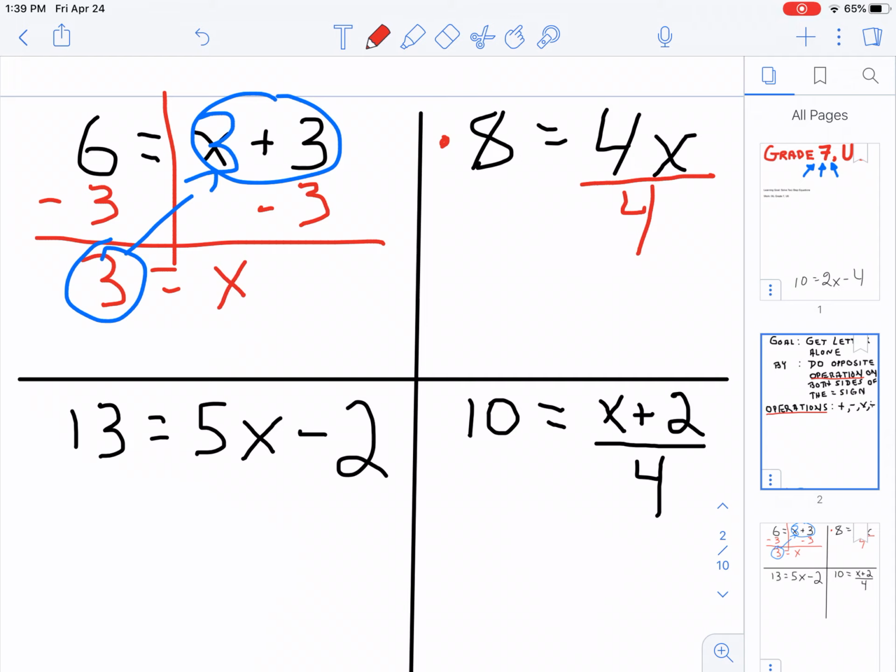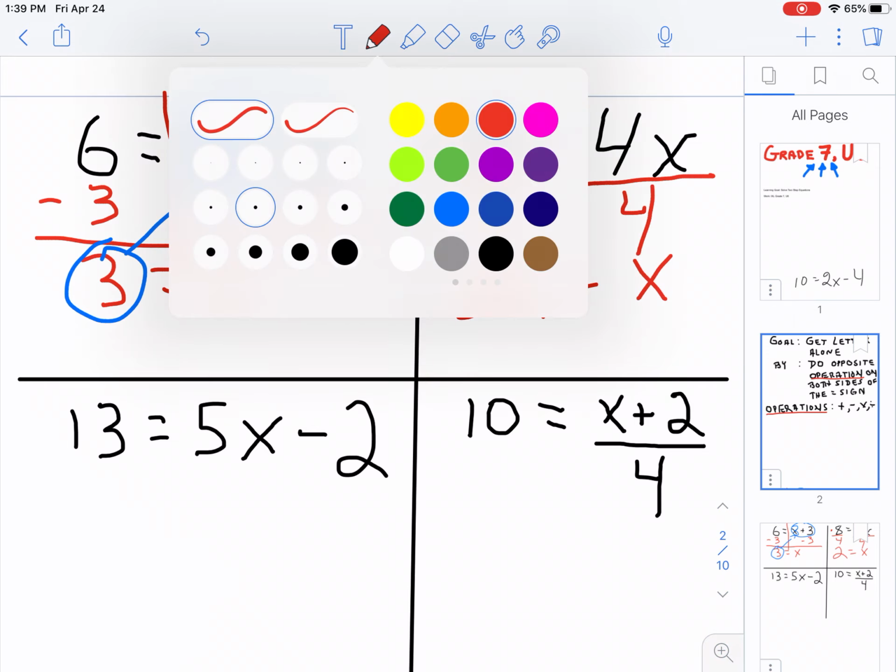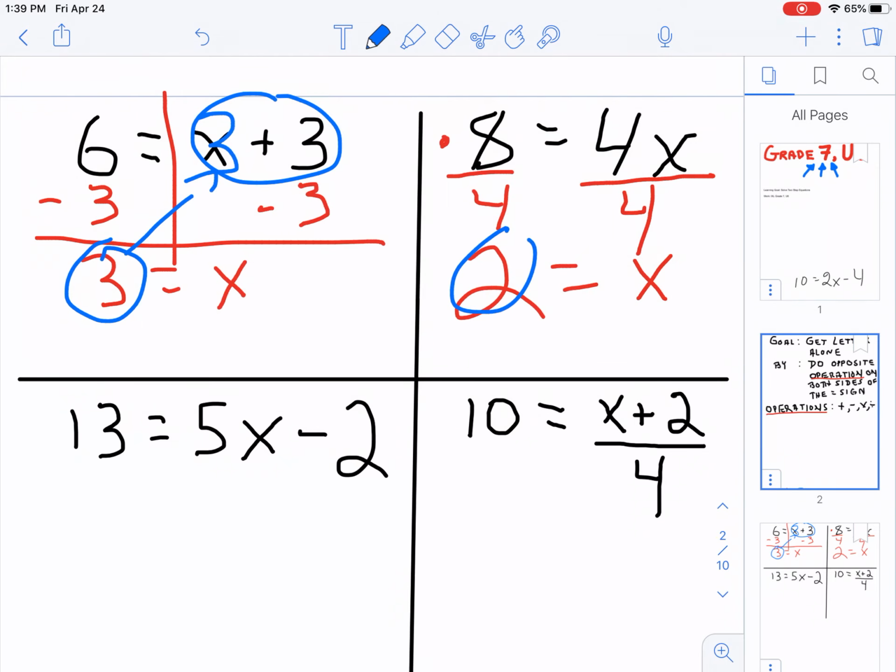And we know 4 divided by 4 is 1, so that just leaves us with x on the right side. But if we divide by 4 on the right side, we also have to divide by 4 on the left side. 8 divided by 4 is 2, so x equals 2. But you already know that because you can check your work easily. Take your 2 and put it where the x is, and you can see 4 times 2 is 8, so you know you got the right answer.